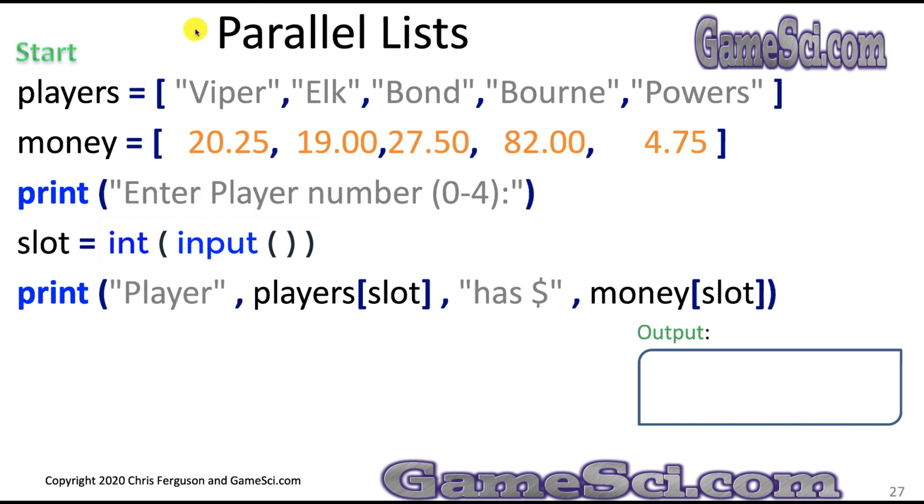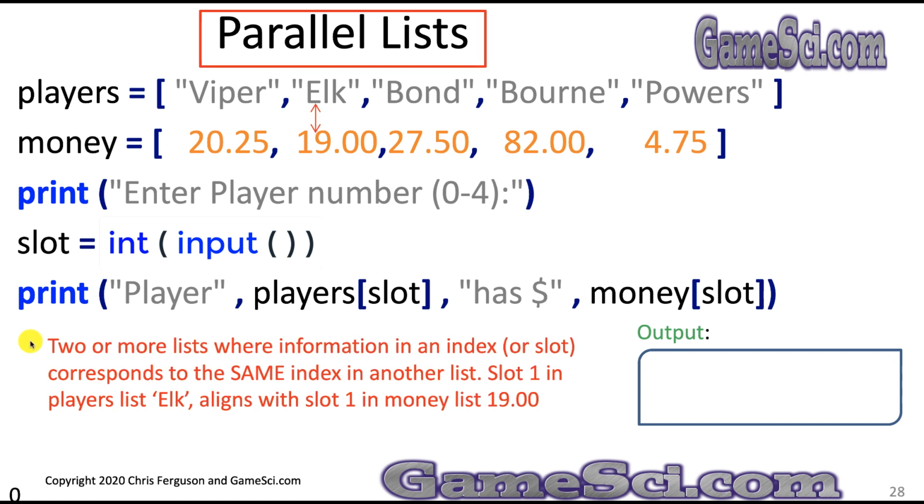Parallel lists. This is a way to use lists where you set up 2 lists and the corresponding items in each list match each other. A parallel list is when you have 2 or more lists where information in an index or slot corresponds to the same index in another list. So slot 1 of the player's list, Elk, aligns with slot 1 of the money list, 19. See this arrow right there? It implies that Elk has current money value of 19.0.